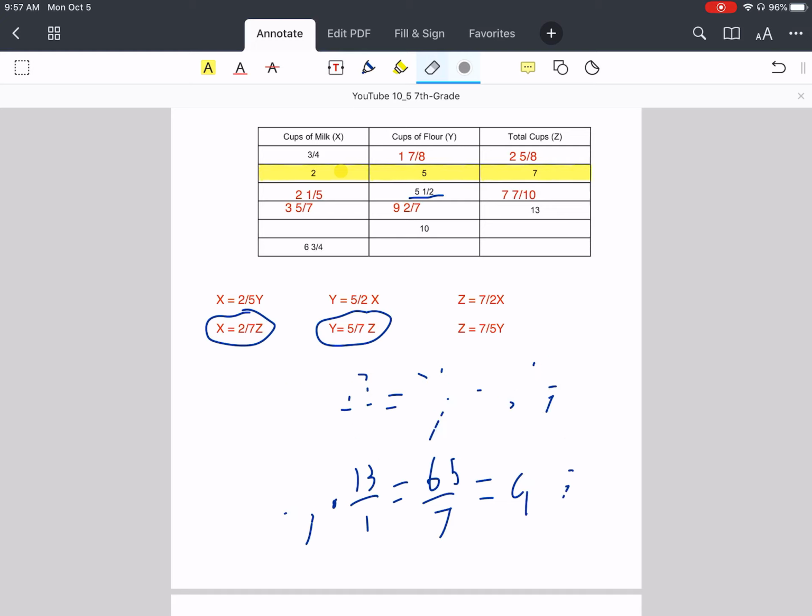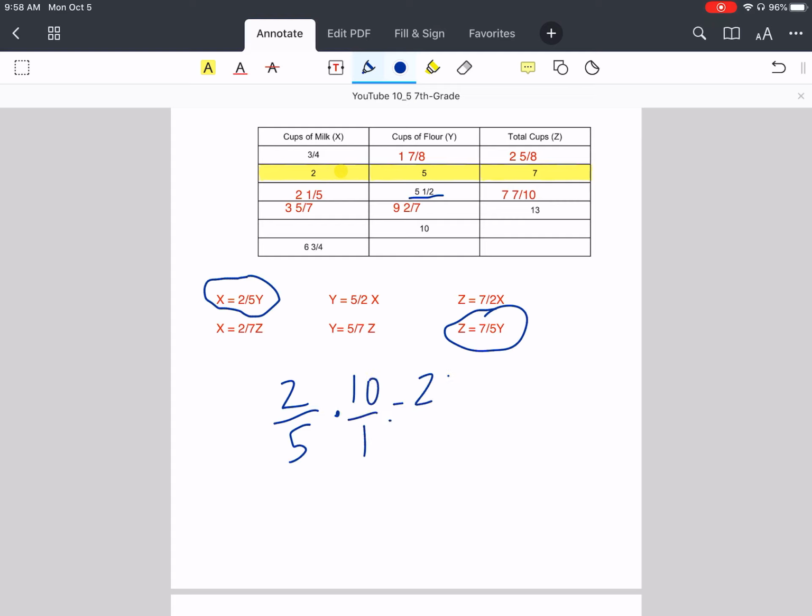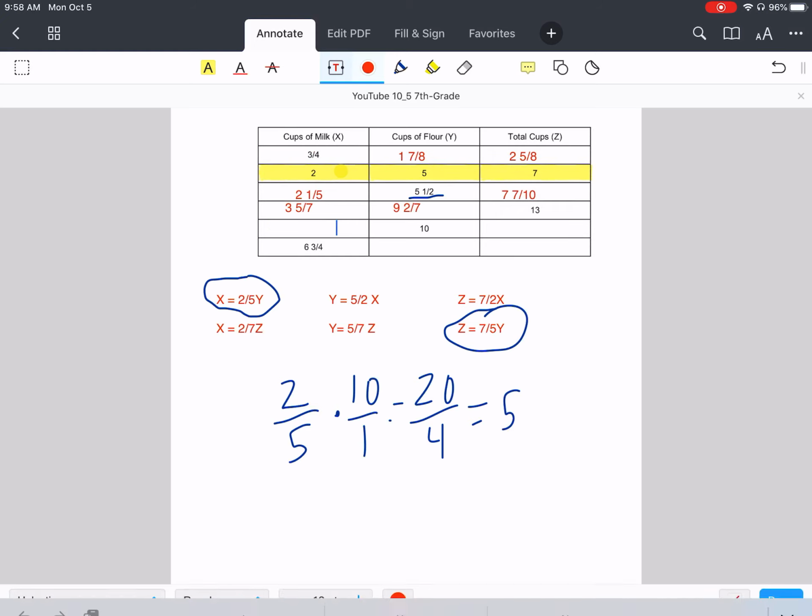Okay, row 5, y equals 10, which means we know our y value. We're trying to find x and z. So we're using x equals 2/5 of y and z equals 7/5 of y. So we're going to do 2/5 of 10, which equals 20 over 4, which equals 5.